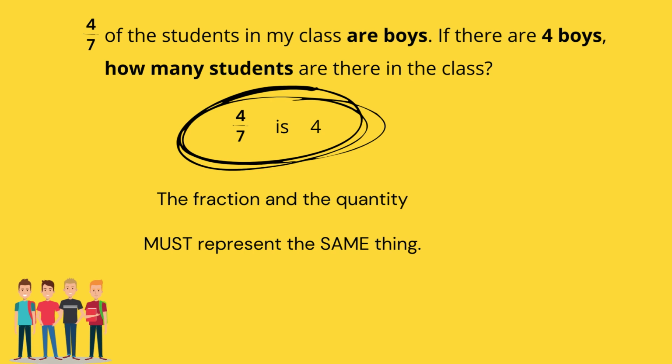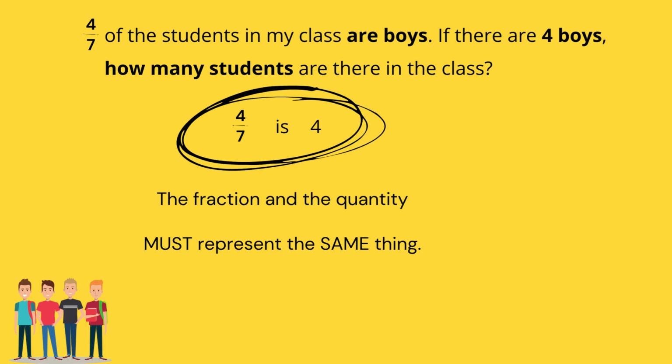Now, first we need to underline or highlight important words and details. So here I've highlighted important details. Now, we know that we have to find the whole because the problem says, how many students are there in the class? Meaning all the students, boys and girls. So we know that we have to find the whole. So could we say that 4/7 is 4?